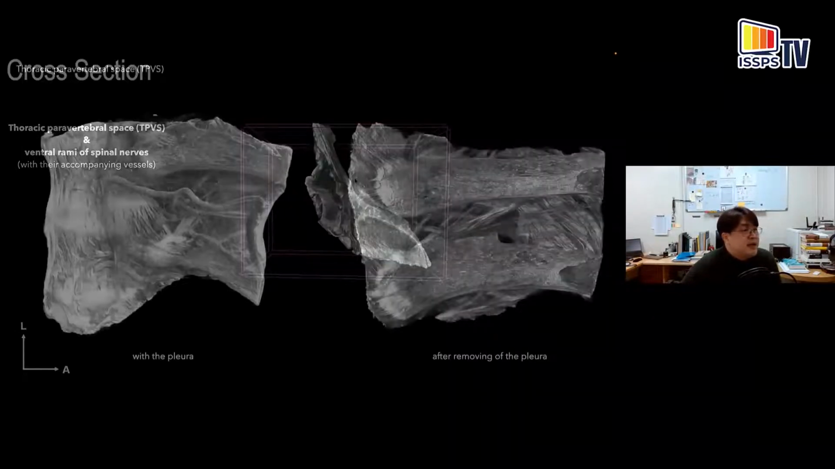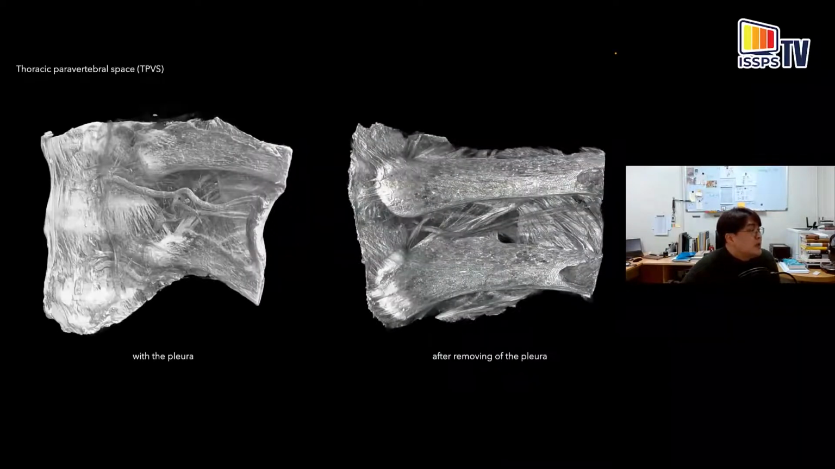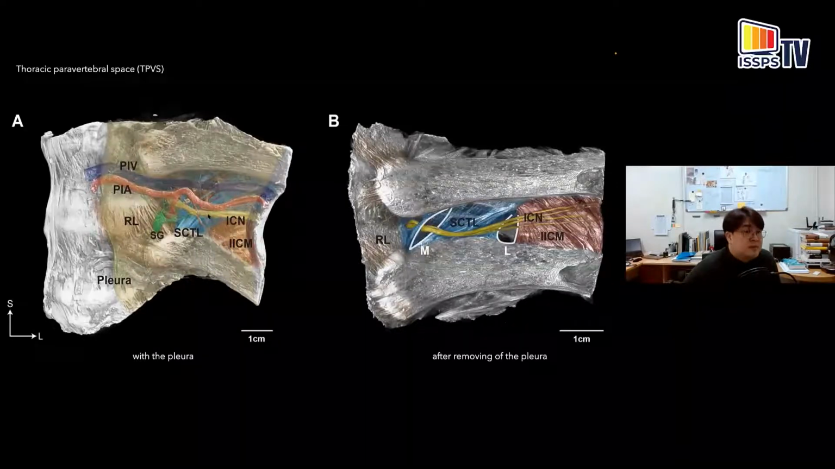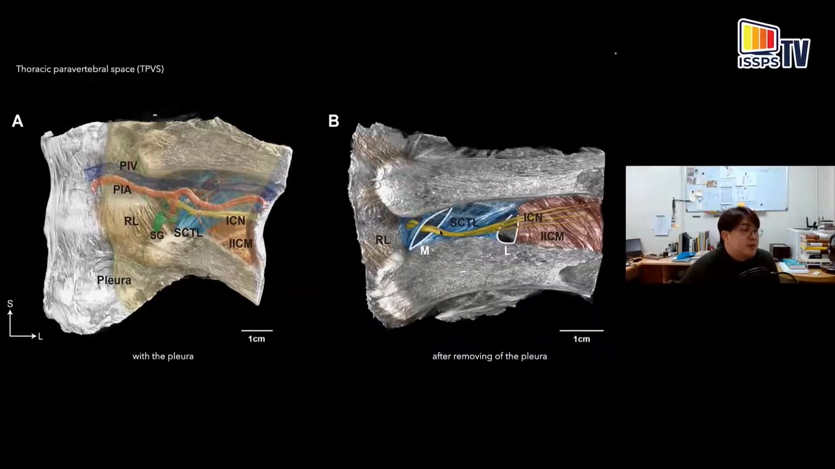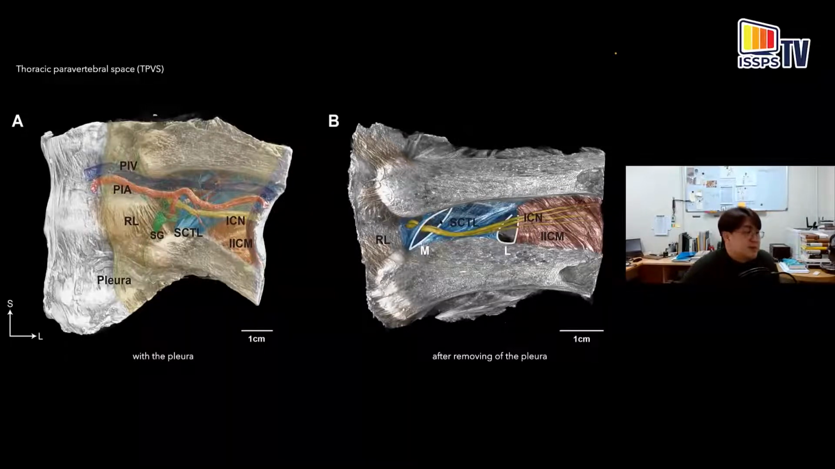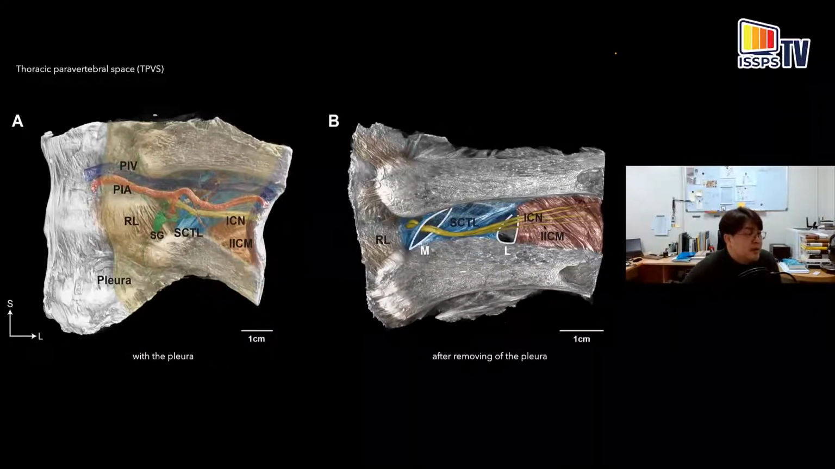From the anterior side, a posterior intercostal artery and vein and ventral rami that form the intercostal nerve are shown beneath the pleura. After removing the pleura, you can see two slits of the SCTL, also clearly shown here: the medial one, also known as the costal transverse foramen, and the lateral slit of the SCTL.